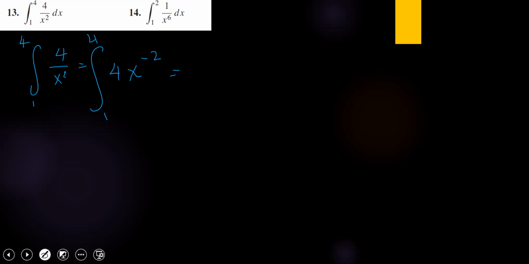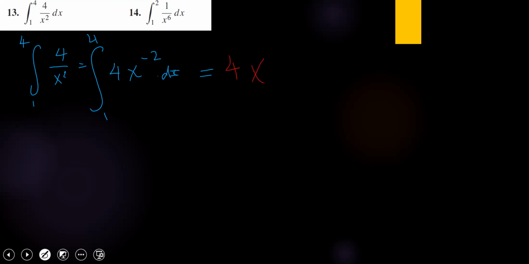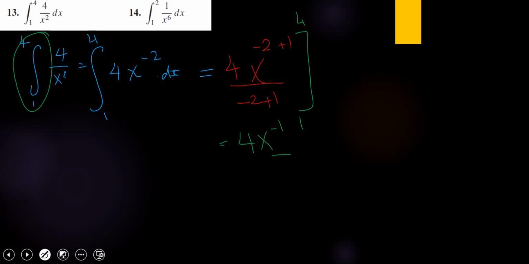Then 4x to the power negative 2 from 1 to 4, that means if I want to integrate it, it is 4x to the power negative 2 plus 1 over negative 2 plus 1. Then I will change the integral sign to be like from 1 to 4. So it is 4x to the power negative 1 over negative 1 from 1 to 4, or I can write it as negative 4 over x from 1 to 4. By now, I just find the integration and simplify.